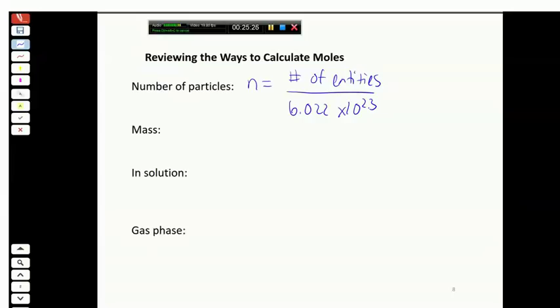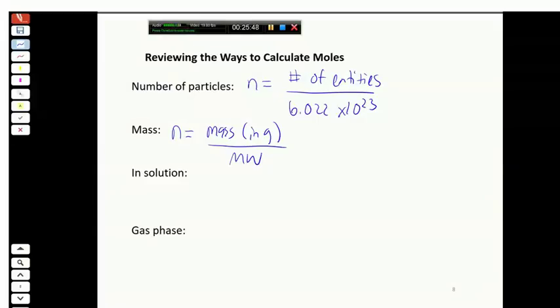But then the other ways that we use, which are much more practical for us, are what we learned in the other one in chapter 5, which is the relationship between mass. We've already used this today. The number of moles is the mass in grams divided by the molar mass, which is grams per mole. So we know this relationship. We've used this one probably the most of all of these.